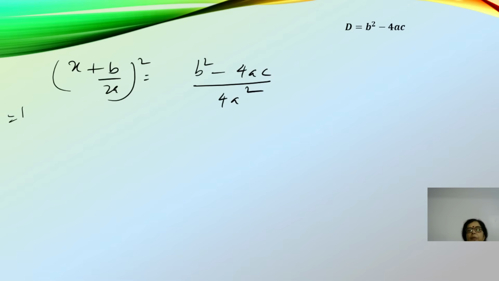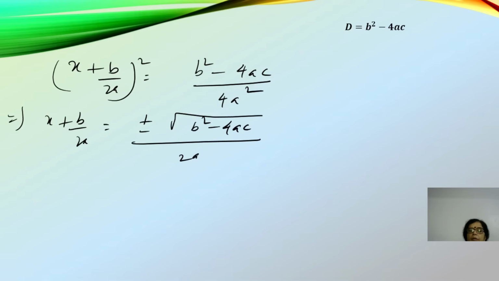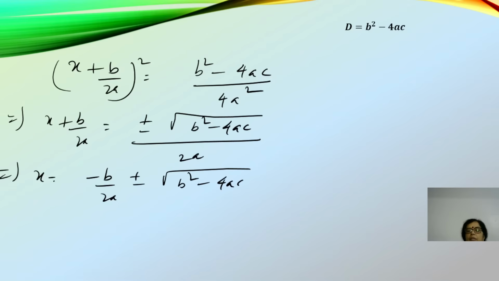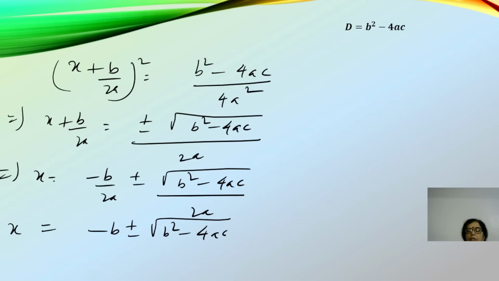So now taking the square root, we get x plus b by 2a is equal to plus minus under root b squared minus 4ac by 2a. Shifting b by 2a to the right hand side, we get minus b by 2a plus minus under root b squared minus 4ac by 2a. Taking the LCM once again, we get x is equal to minus b plus minus under root b squared minus 4ac by 2a. So this is the formula that we need, and this is what we are going to use.